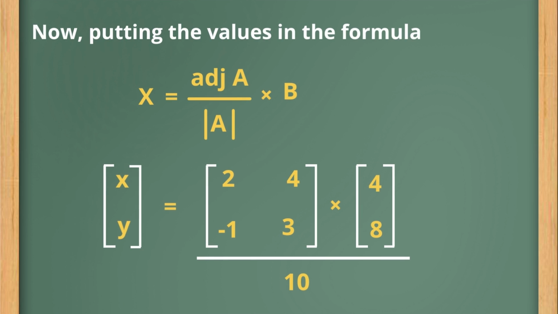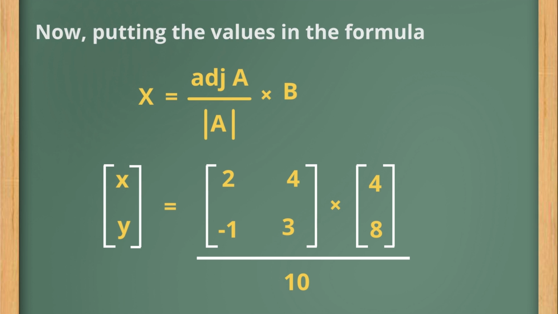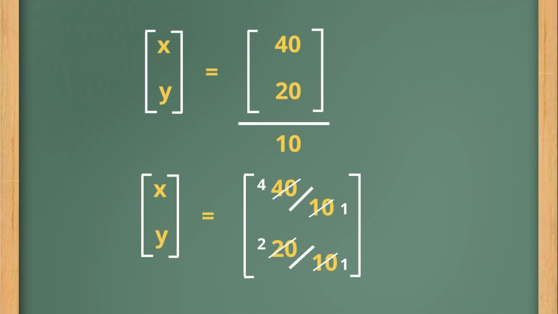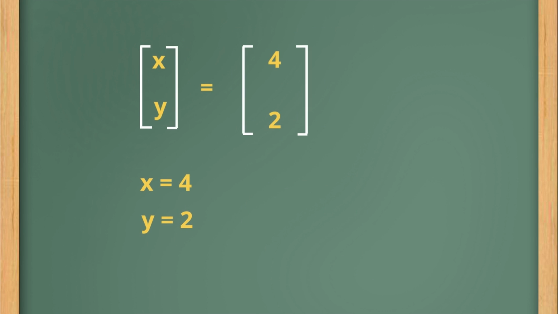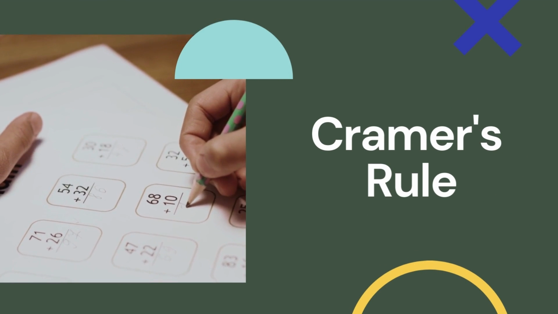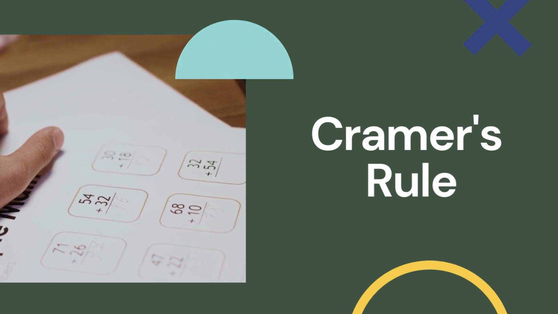Now we will put the corresponding values in the formula given below. First we will multiply both of the matrices given in the numerator. After multiplication, we will divide each value in the resultant matrix by the determinant which is 10. Then after cancelling out the values, we will get the values for x and y. Here you can see that the value of x is 4, and the value of y is 2. Next we will see what is Cramer's rule, and how to solve the system of linear equations using Cramer's rule.